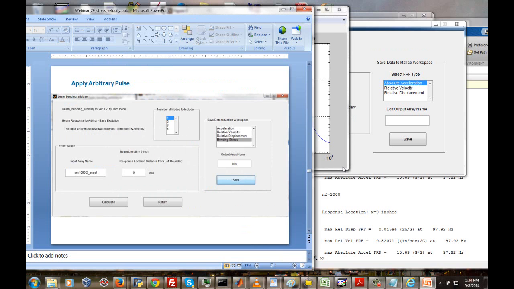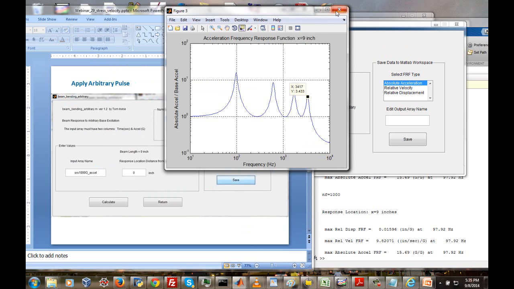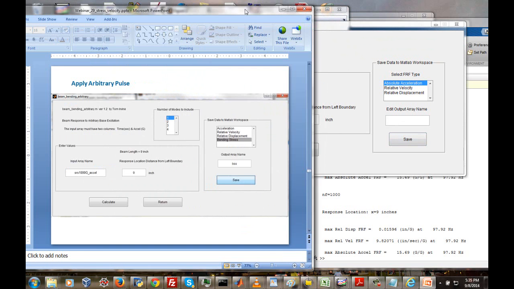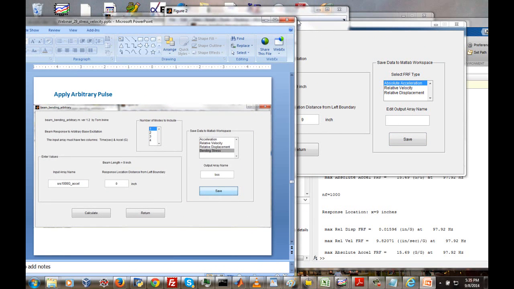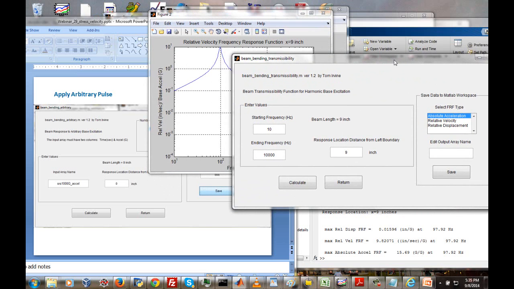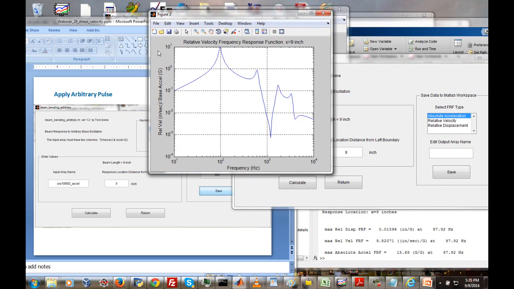So, okay, if you're highly motivated, what you can do is save that acceleration FRF, and you can go into the GUI dialog for doing the half-power bandwidth method. But I'm going to skip over that for now. Oh, and also before we move on, we have a couple other plots. We have a relative velocity frequency response function at the free end. So that's the relative velocity, inches per second, divided by base acceleration in g, versus frequency in hertz.